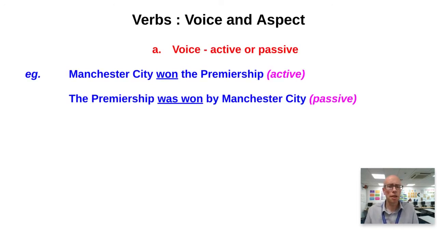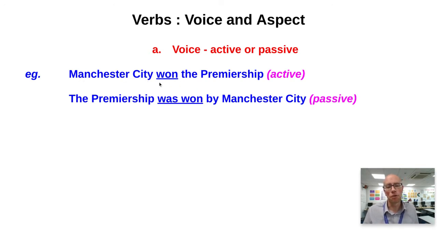So voice is whether a verb is in the active voice or the passive voice. And we're going to do a bit more work on that a bit later, but just compare these two sentences. Manchester City won, unfortunately, the Premiership. So that's active voice. So we can see at the beginning of the sentence who did the winning. In this case, it was Man City.